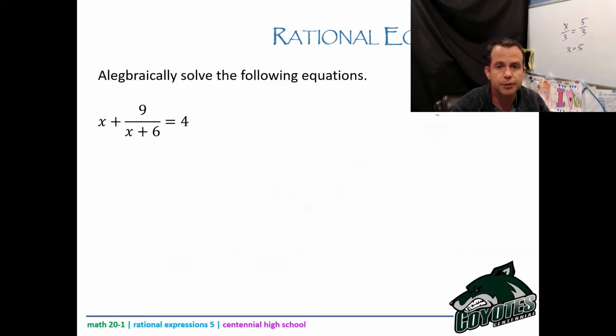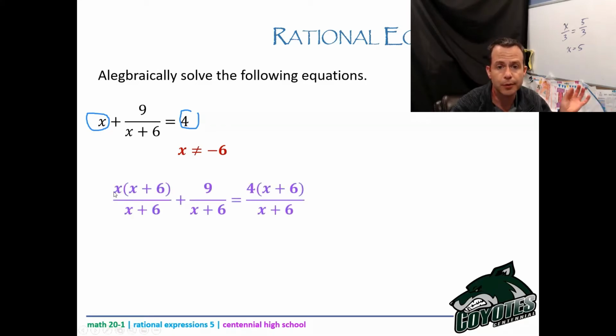All right, let's try this one. X plus 9 over x plus 6 equals 4. Again, no factoring to do yet. That'll come, don't you worry. But I do want to say that x can't equal negative 6. And then I want to actually have x plus 6 as my common denominator. So this guy here, I'm going to multiply by x plus 6 over x plus 6. This guy here, I'm going to multiply by x plus 6 over x plus 6.